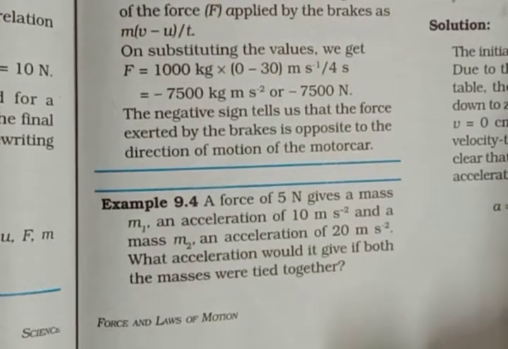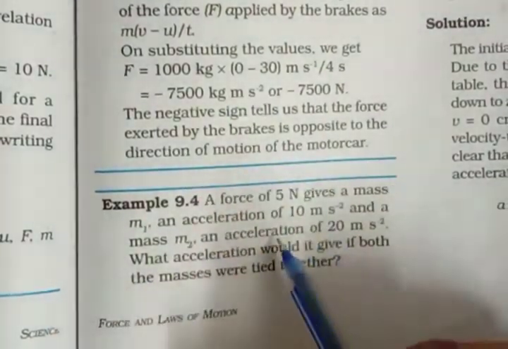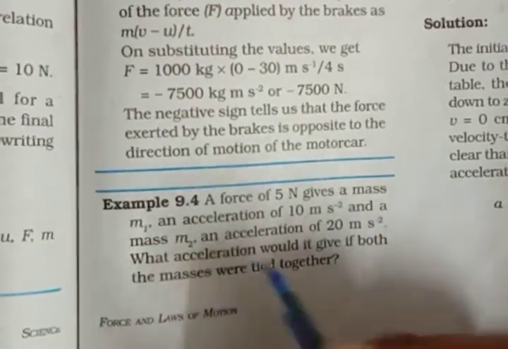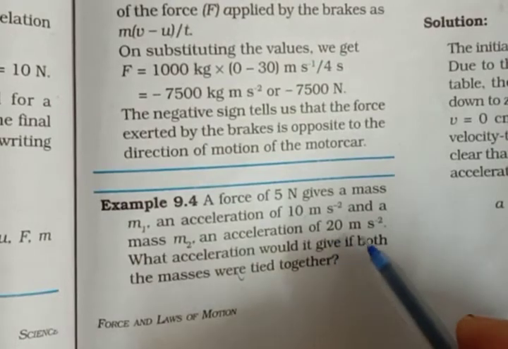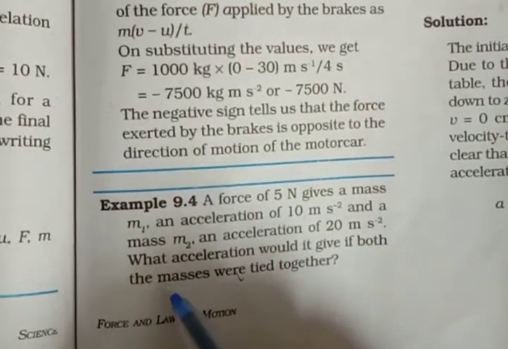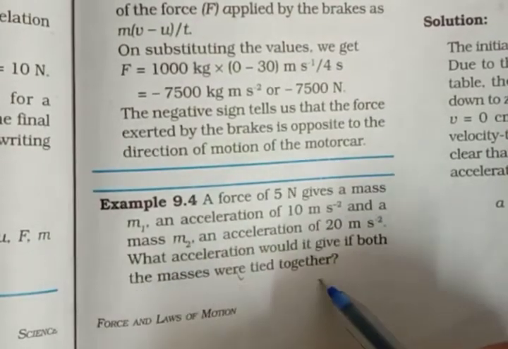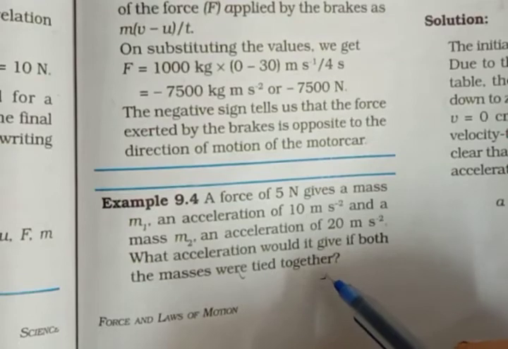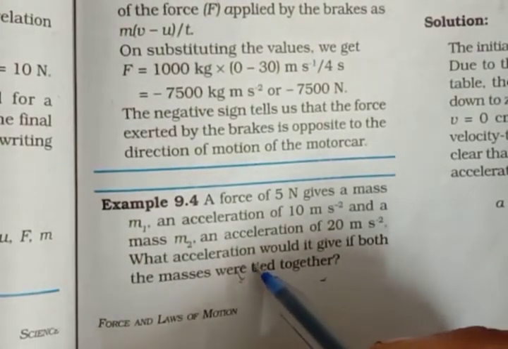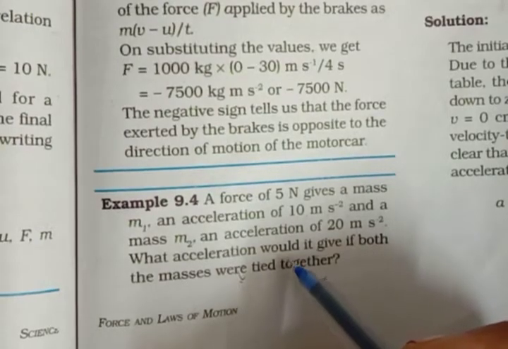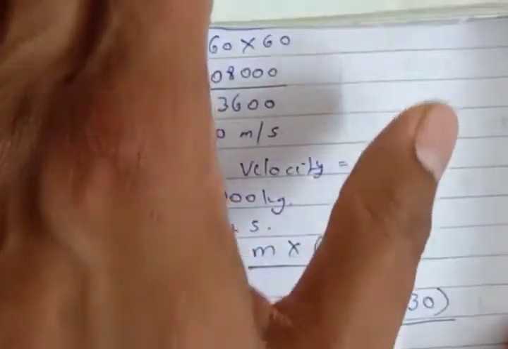A force of 5 Newton gives a mass m1 an acceleration of 10 meters per second square, and a mass m2 an acceleration of 20 meters per second square. Now we have to find out what acceleration it would give if both the masses were tied together. Means we have to add both the masses and find the final acceleration, right? So now we will use the equation F equal to ma, right?